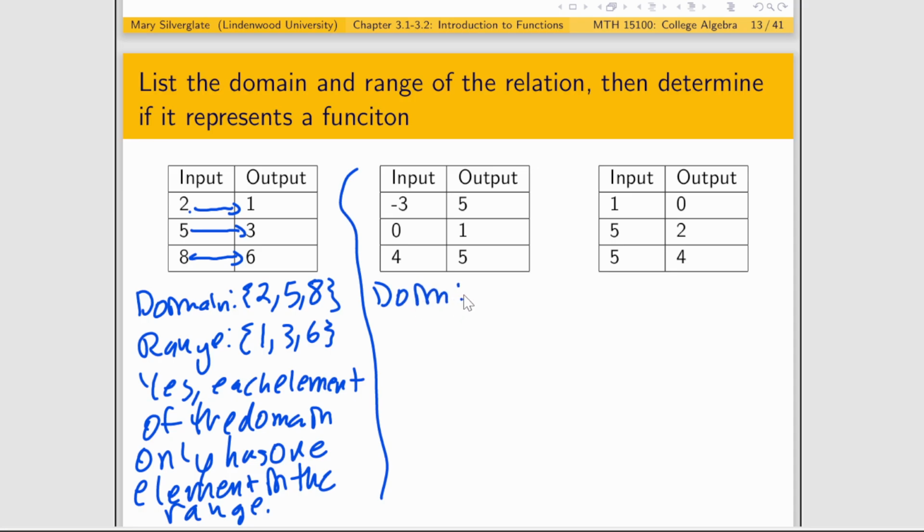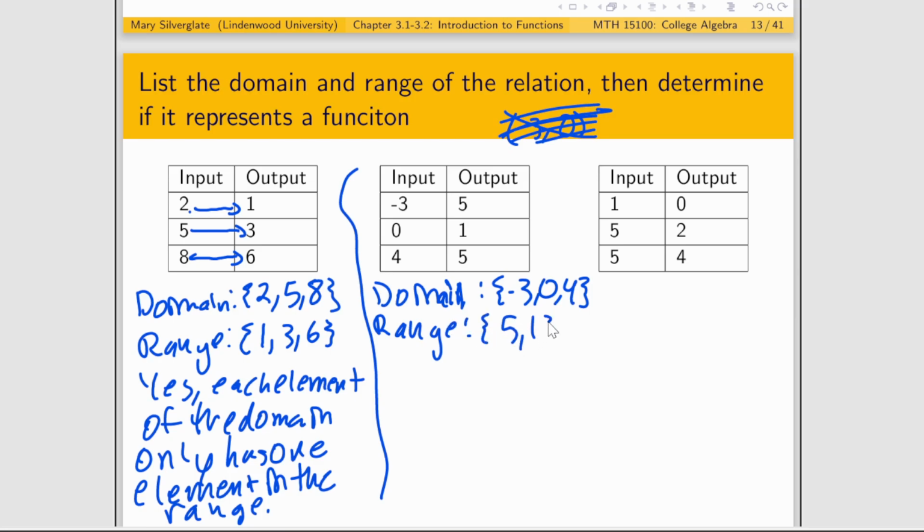So for this first one, the domain would be -3, 0, and 4. Notice how I'm using these curly brackets rather than parentheses, because if I did something like -3 to 0, that might get confused with interval notation where I'm saying all numbers in between -3 and 0, which is not what I want to say because this table only has 3 elements. For the range, that would just be 5 and 1. 5 repeats, so I don't need to list it twice.